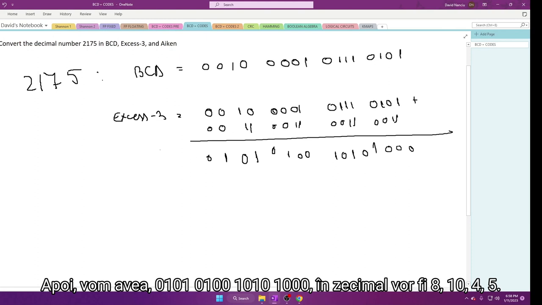This in decimal will be an 8. Next will be a 10, known also as an A in hex. 4 and 5. Alright.